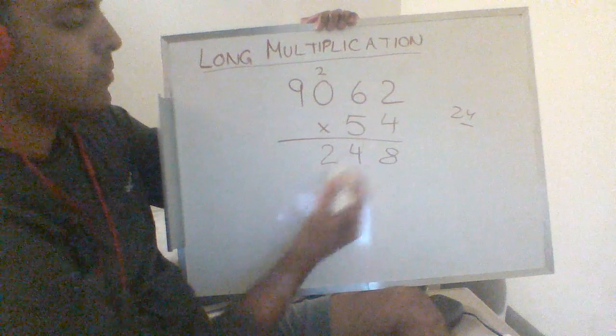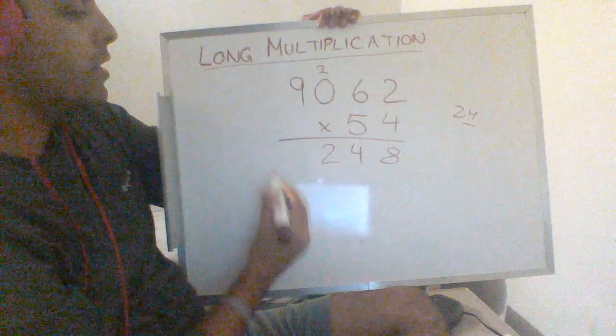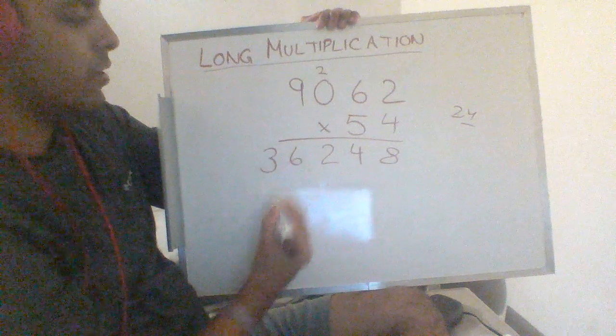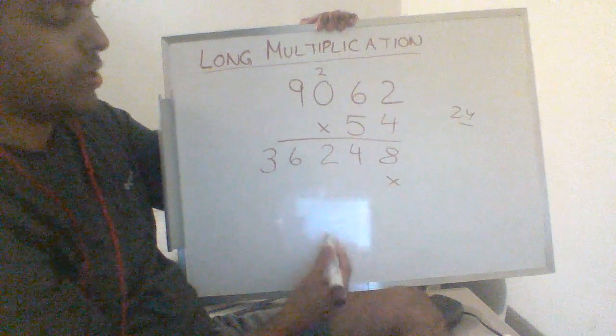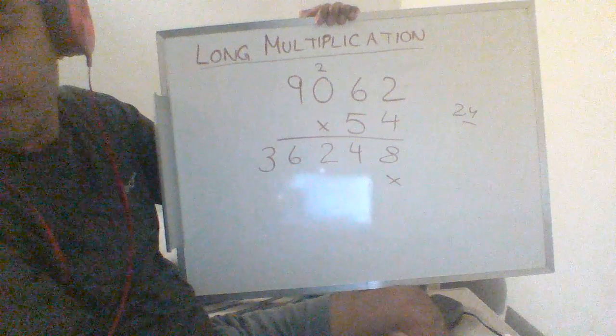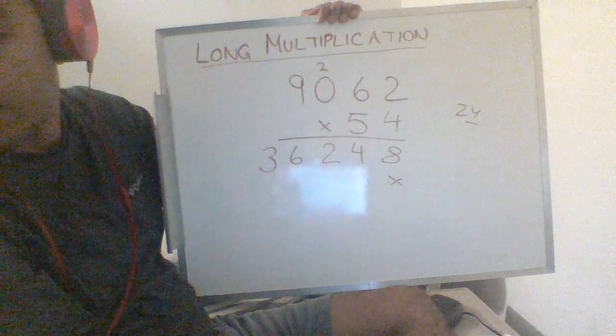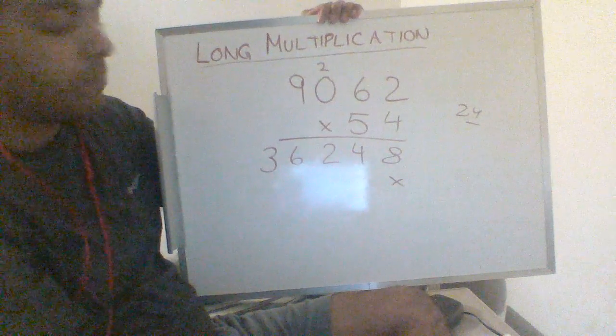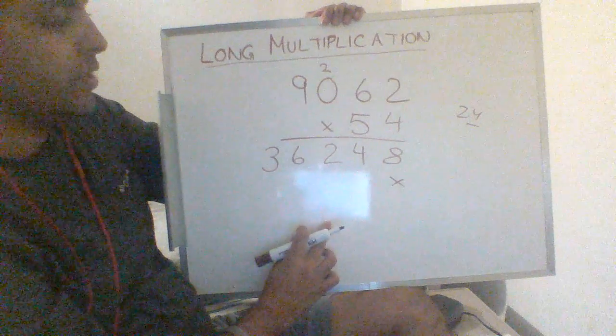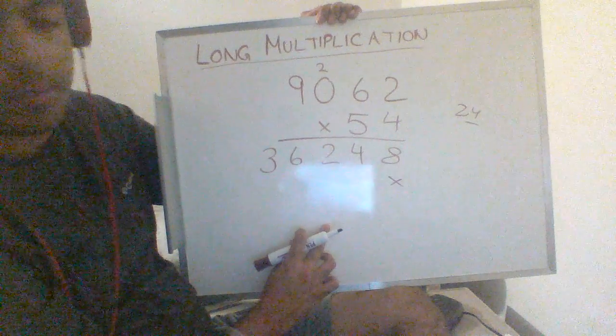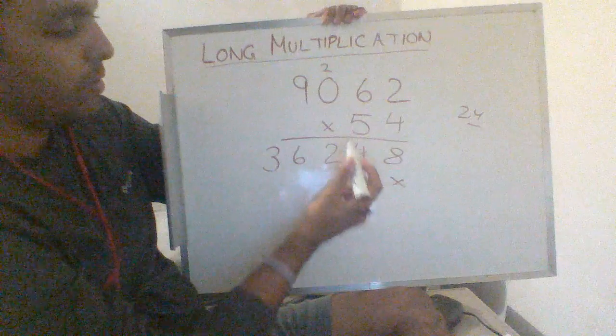So that goes there. And then we get 4 times 9 is 36. So that will go there. And then I'm going to put an X. You can put a 0 if you like. In the next example, I'm going to show you why I don't like putting a 0. You'll see it maybe more clearly in the next example.